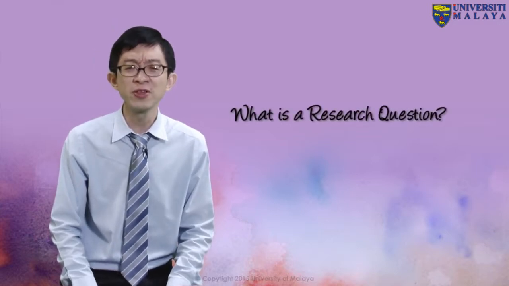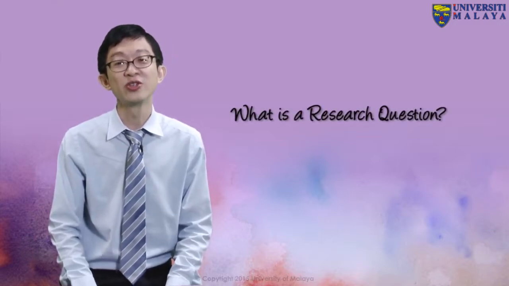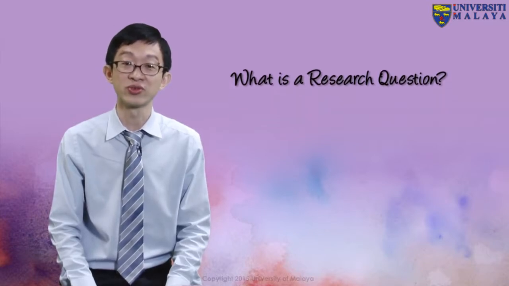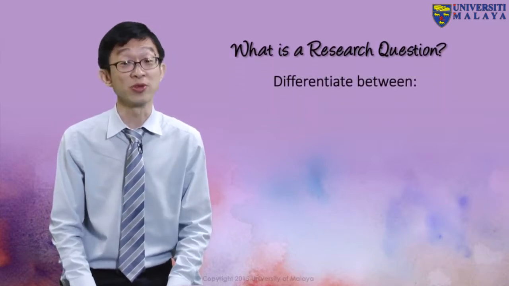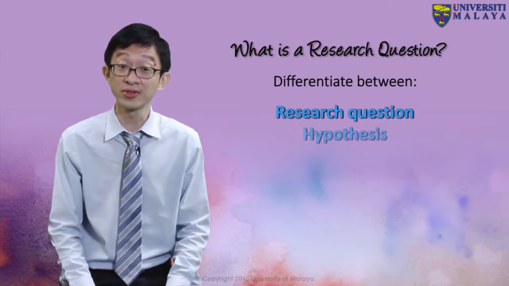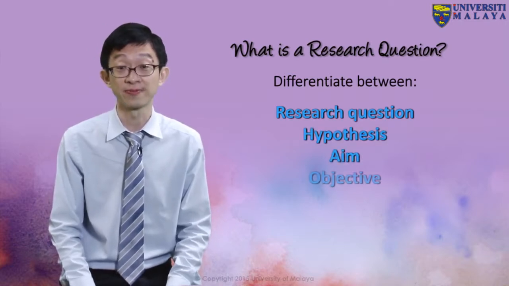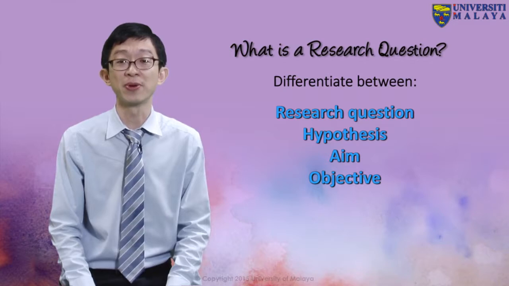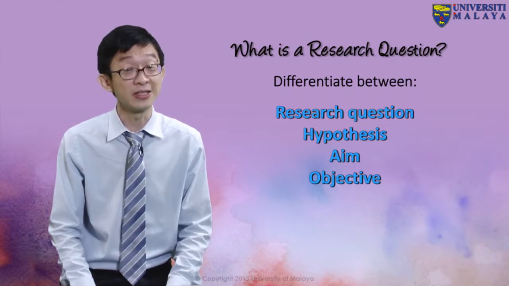Many researchers are confused about terminologies used to describe the purpose of the research. What is the difference between a research question, hypothesis, aim, and objective? They're all trying to describe the purpose of the study, but have slightly different meanings.